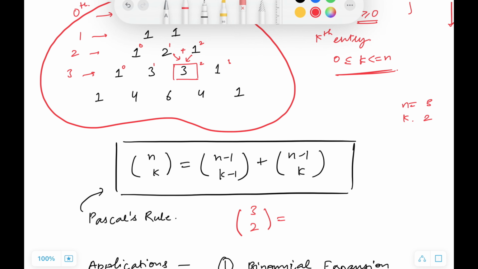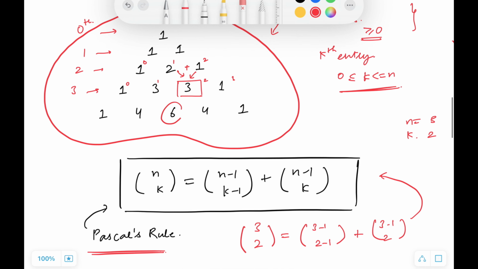Currently I am at the second entry, so I go to the first entry: 2 minus 1, and the row goes from third to second: 3 minus 1. Plus again the same row, row number 2, but the entry is 2 again. So this is the same formula, and this formula is known as Pascal's rule. Pascal's rule is applied, which means that this 6 is coming from the sum of these two values.